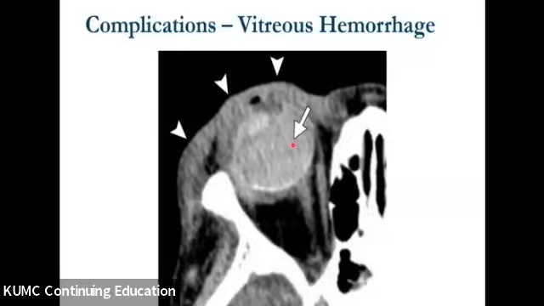And then just a case of vitreous hemorrhage, you can see relatively homogeneous density filling that posterior segment, or vitreous body, of the globe with periorbital edema as well.